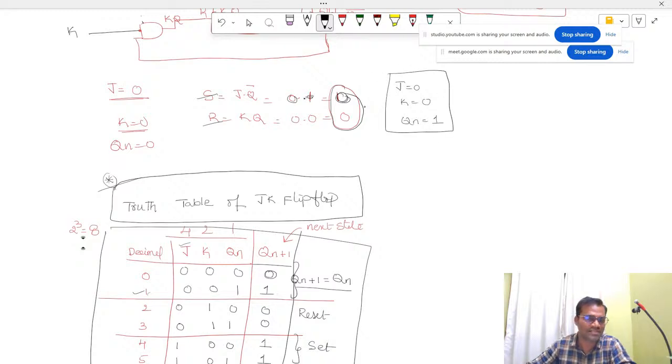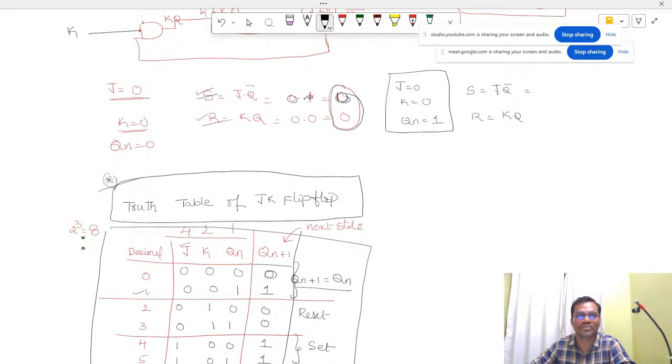but I don't want this. I want to compare with which flip flop? SR flip flop. What is the formula of S? S is equal to J into Q bar. R is equal to K into Q.